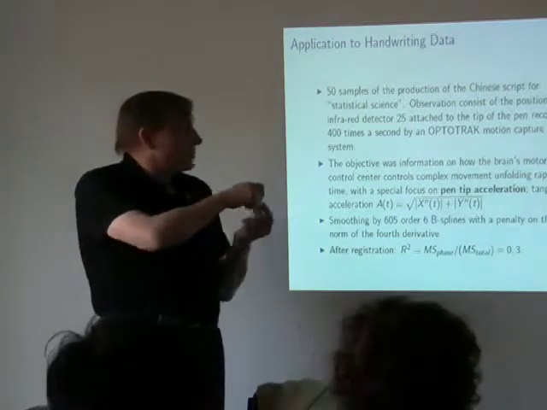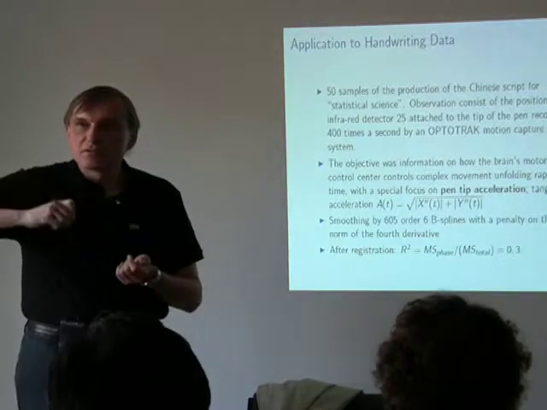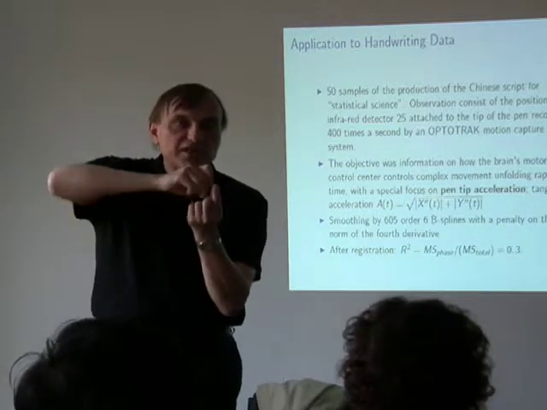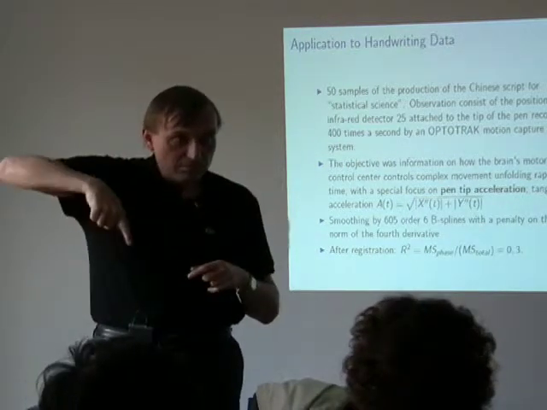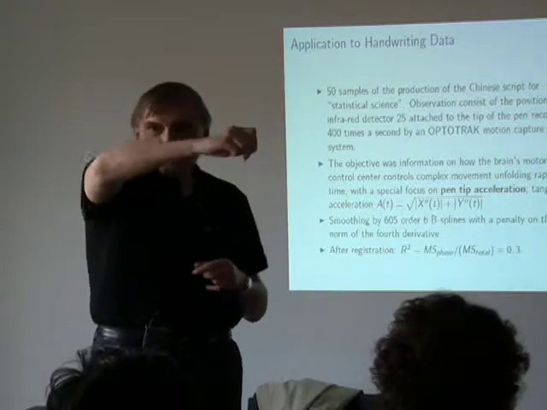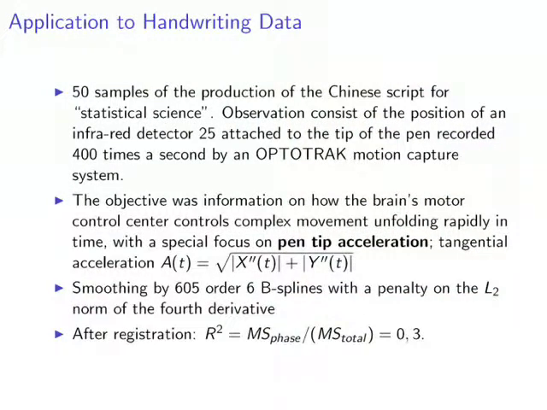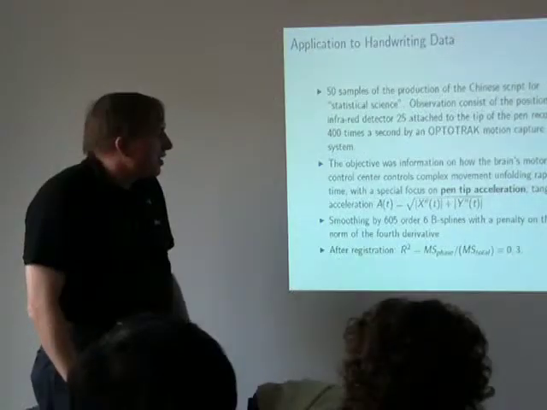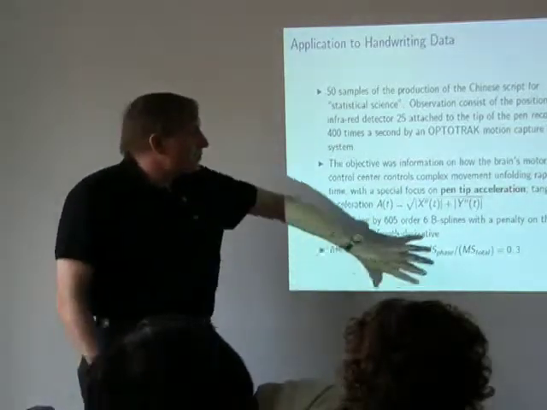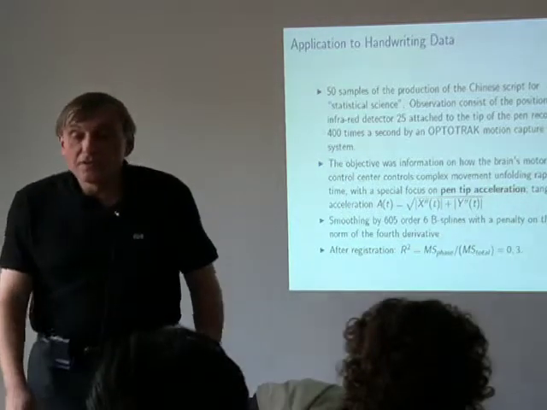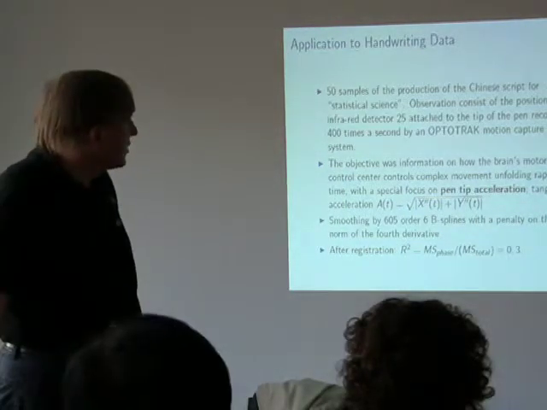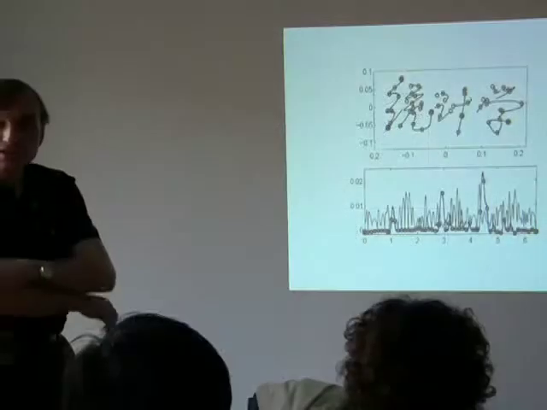The objective was information on how the brain's motor control center controls complex movement varying rapidly in time. So essentially the interest was in the pen acceleration. That acceleration was in tangential space because it's a plane, so you can have acceleration in this direction or this direction. This is the X direction, this is the Y direction. There was some smoothing done, and after our procedure we found that something like 30% of the total variance of the data could be explained by phase variation.